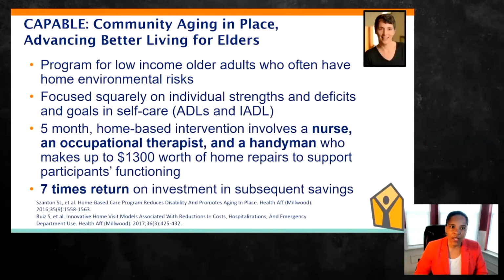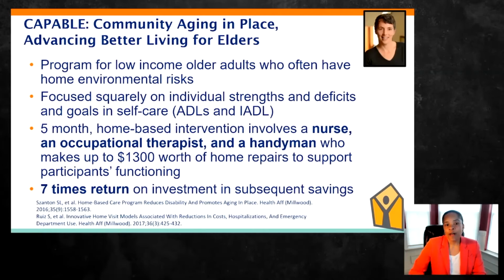And so in Dr. Zanton's work, they developed this program that is for low-income older adults who, in many cases, have home environmental risks, meaning that because of the structure of their home, there are places where these older adults may be at risk for falling or injuring themselves. And also because of the way their homes are structured, they can limit these older adults' ability to be functional in their homes. So this program is focused on the individual participants' strengths and deficits, and also their goals surrounding things like their activities of daily living or instrumental activities of daily living, including things like being able to dress themselves, cook a meal for themselves, etc.